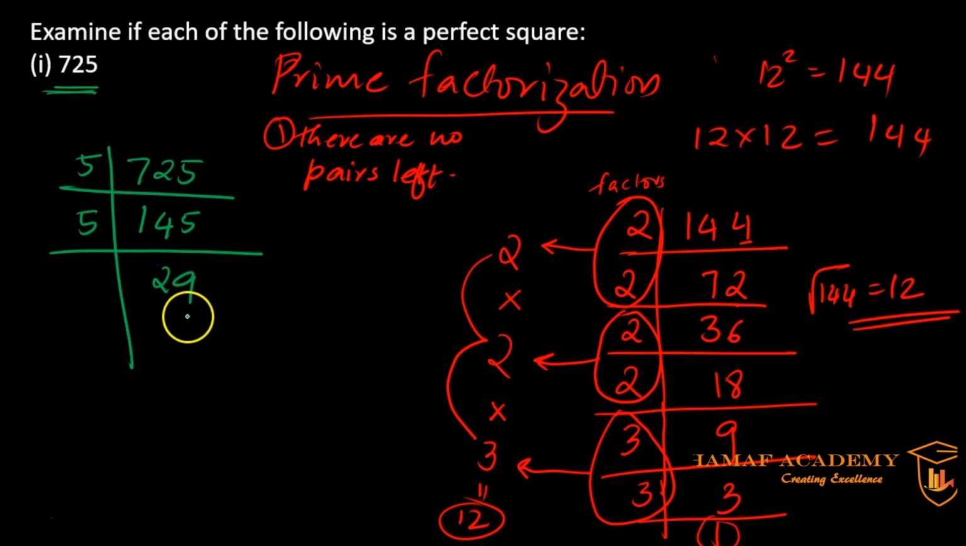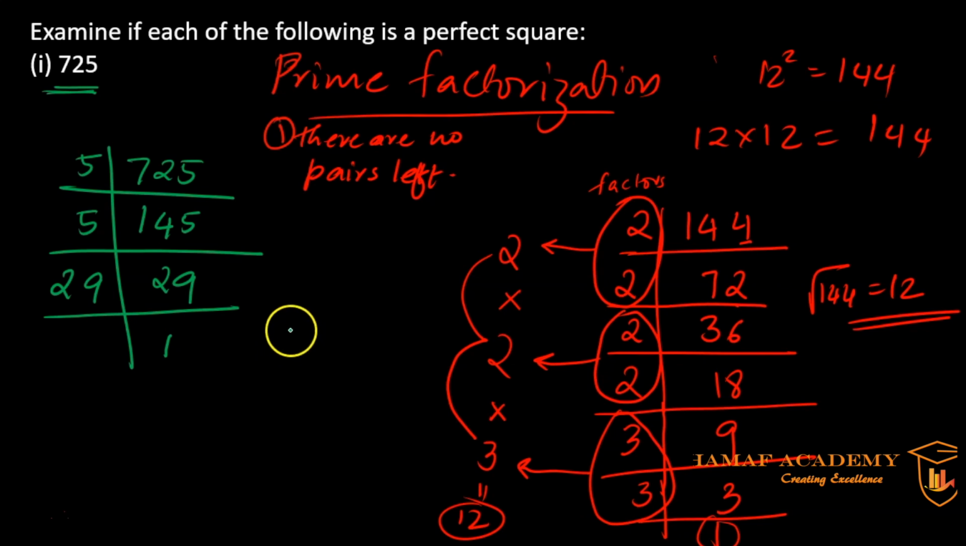29 is not divisible by 5, and 29 is not divisible by any other number as well. 29 is a prime number on its own. So I'm going to write 29. And then 29 times 1 is 29. So my prime factorization has ended.